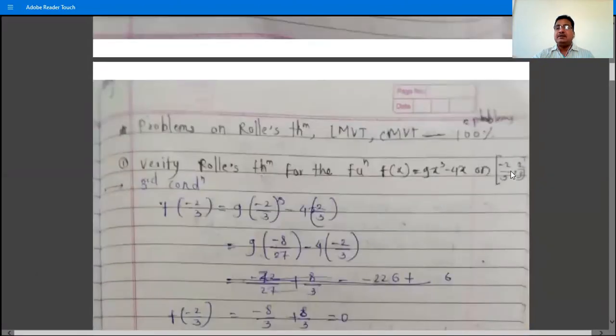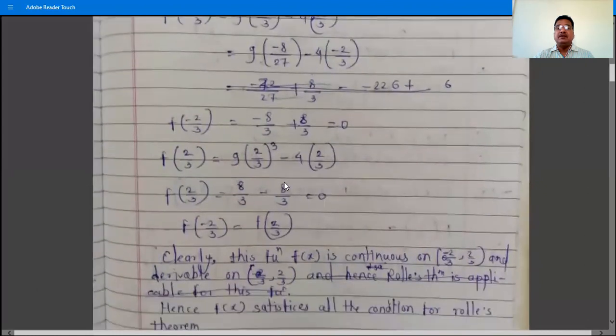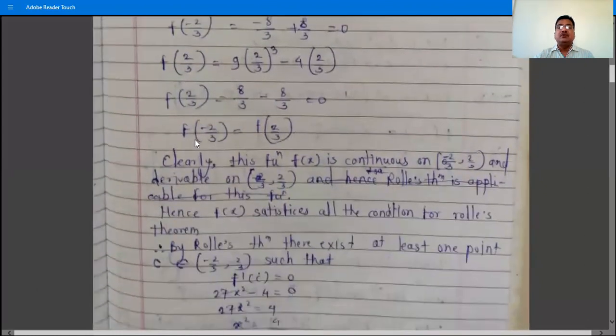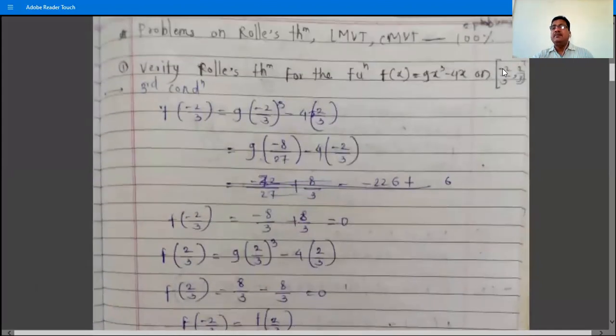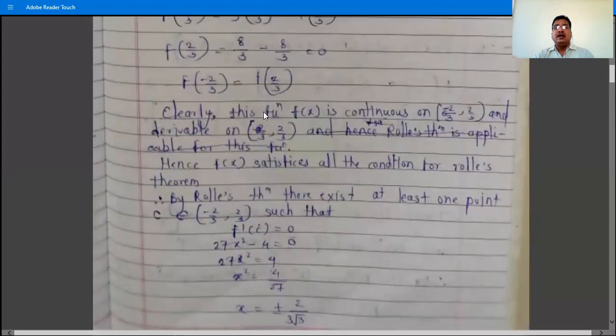Then f of 2 by 3, the value of the function at 2 by 3. So we have 2 by 3 cube minus 4 times 2 by 3, again 8 by 27 minus 8 by 3. So the answer is 0. And so what is your observation? f of minus 2 by 3 is equal to f of 2 by 3, that is f of a is equal to f of b. And the first two conditions, clearly this function f of x is continuous on the closed interval, right? Both sides closed, minus 2 by 3, 2 by 3, closed bracket here also. And differentiable on the open interval minus 2 by 3, 2 by 3.